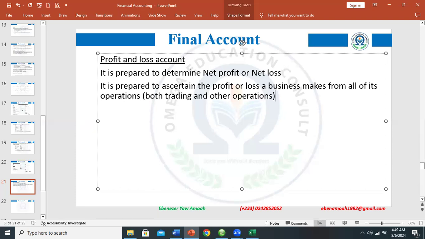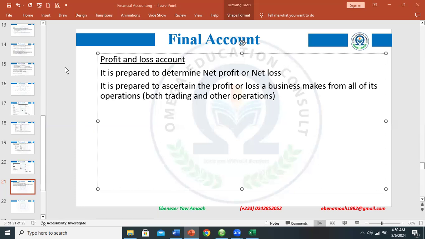Okay, so let me give you an insight into this. The profit and loss account, first and foremost, is to determine net profit or net loss. Now, why net profit or net loss? When we talk of this net profit or net loss, it is looking at all the operations a business is engaged in with the aim of making profit. So, for example, I deal in buying and selling of cars. So I'm a car dealer or a car trader. I buy and sell cars.